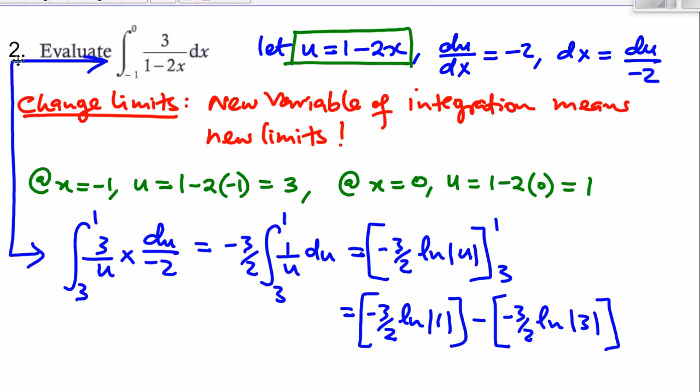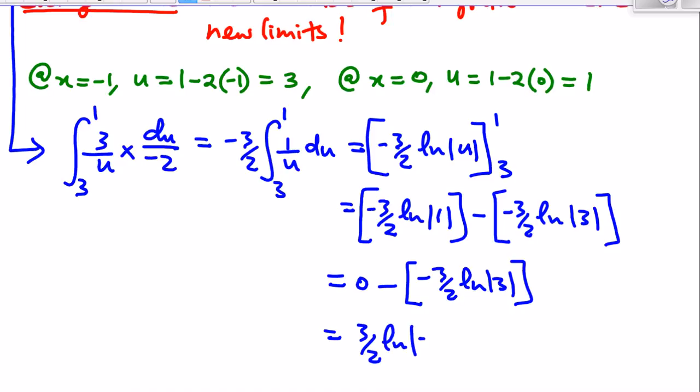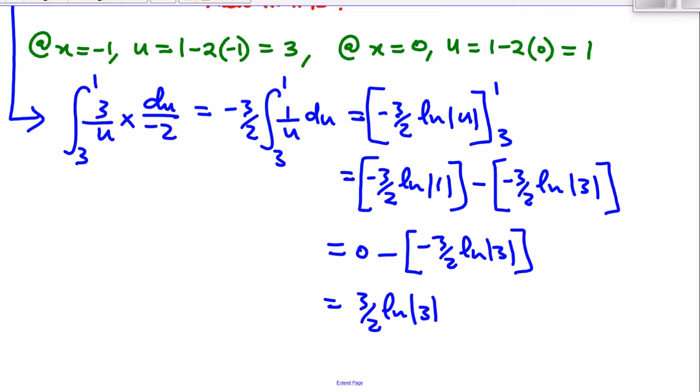Right, let's finish this off. So what you'll end up with is, ln 1 is just 0. So we'll end up with 0 minus, in bracket, negative 3 over 2 ln 3, which will just be 3 over 2 ln 3. Our final answer will be equal to 3 over 2 ln 3, because absolute value of 3 is just 3.